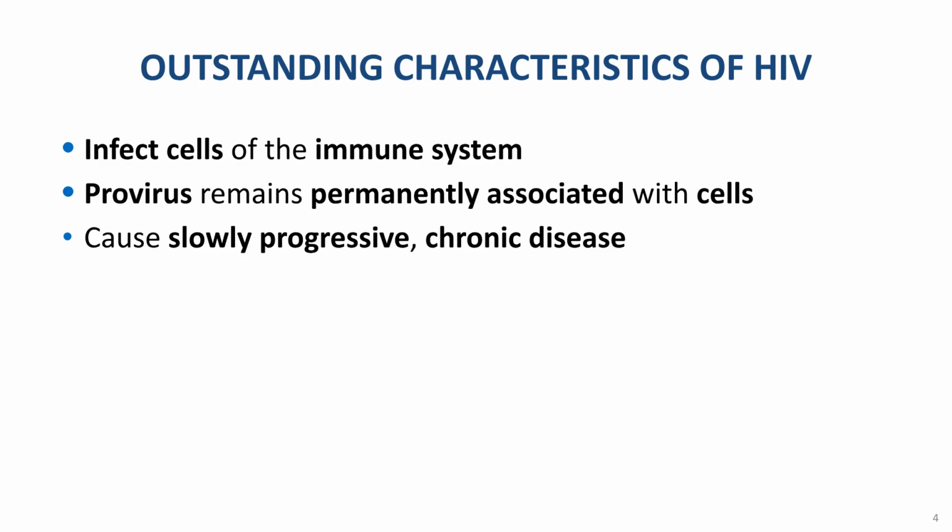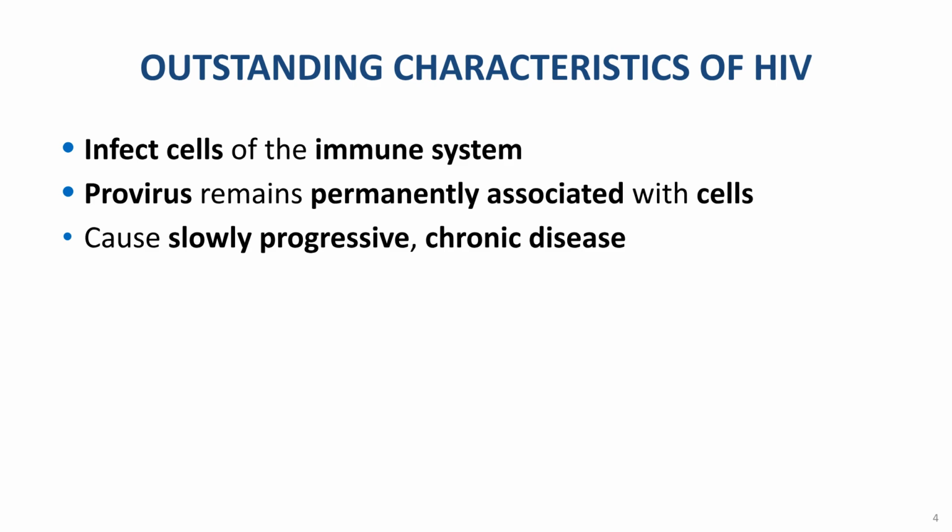HIV's primary target is the CD4-positive T lymphocyte, also known as T helper cells. These cells are crucial coordinators of the immune response. HIV also infects macrophages and dendritic cells. By destroying CD4 cells, HIV progressively dismantles the immune system, leaving patients vulnerable to opportunistic infections and certain cancers.